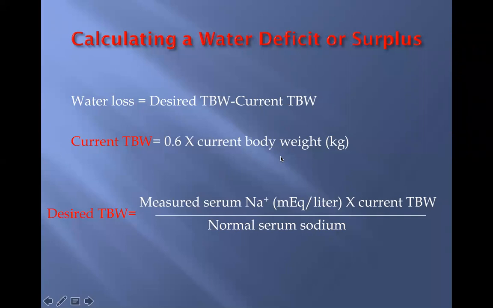Okay, thank you. What about the desired total body water? It equals the measured serum sodium, meaning the actual current reading of the sodium, multiplied by the current total body water, which can be obtained from this equation, over the normal serum sodium, which is known to all of you. From this equation, we can get the desired total body water.